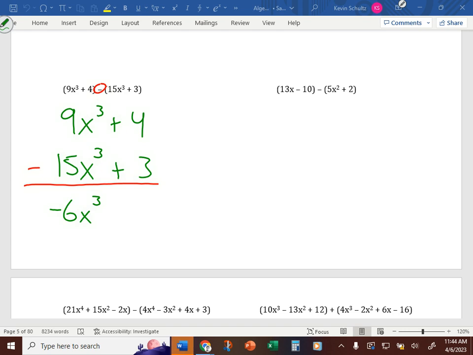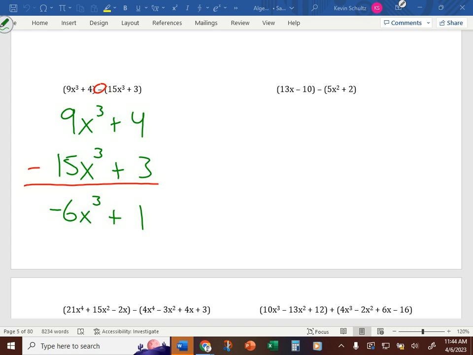And then looking at our constants, remember to go back to this sign every single time. 4 minus 3. It's not going to be plus 7. It's going to be plus 1. Okay? Don't fall into the trap of just going straight down. Go back to that sign each time. 4 minus 3 is a positive 1. And we're done with that one. Okay?